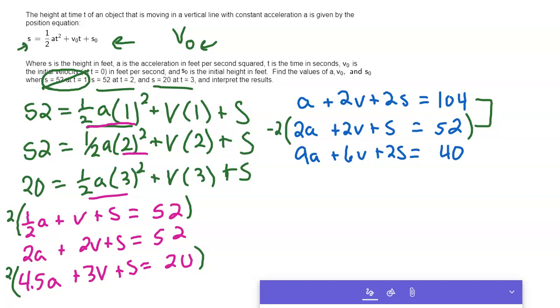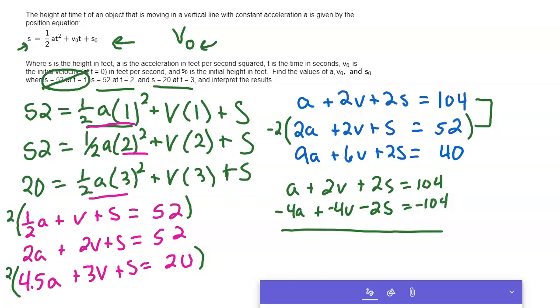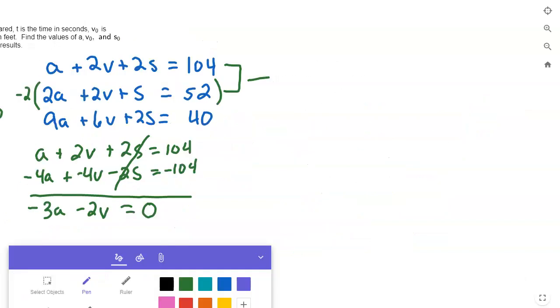So your first equation, I'm just going to rewrite the top equation: a plus 2v plus 2s equals 104. And then you'd have -4a plus -4v minus 2s equals -104. And so that's these first two equations. If you add those, you'd have -3a minus 2v. The two s's cancel out, which is what we wanted. And then you'd have 0, since 104 minus 104 is 0. All right, and what's kind of cool is you could do the same with these two equations.